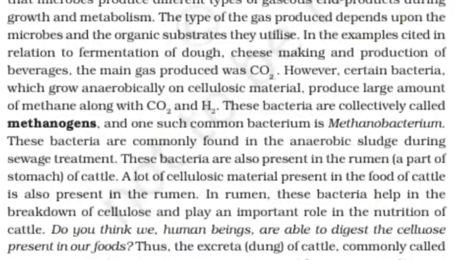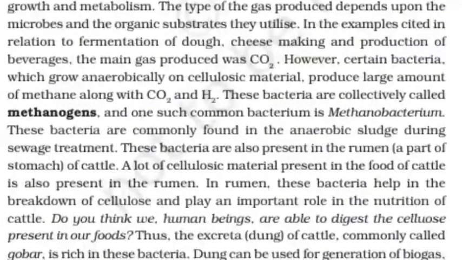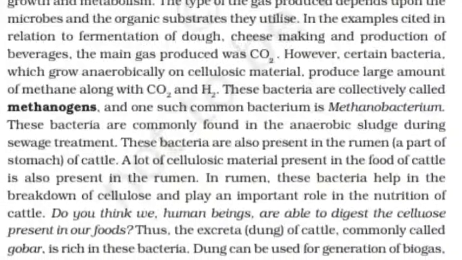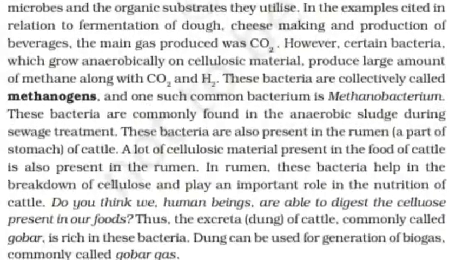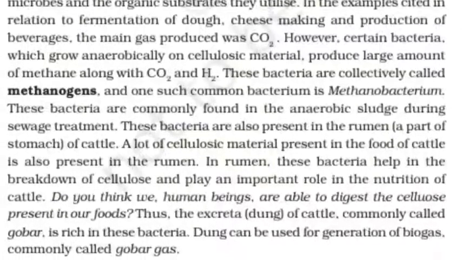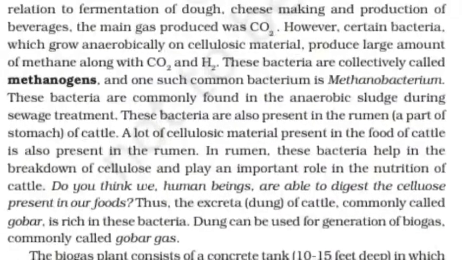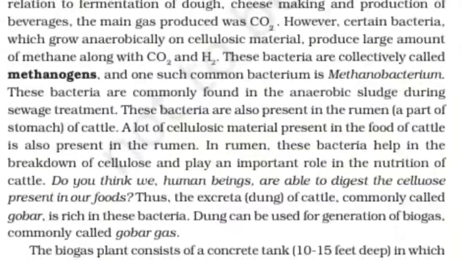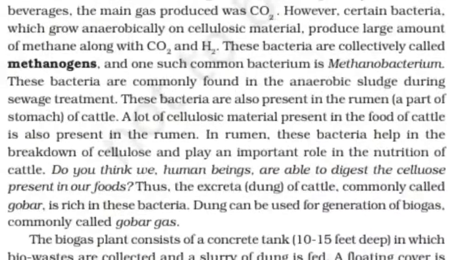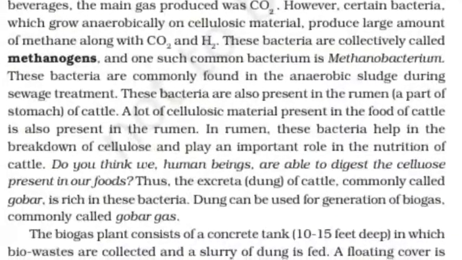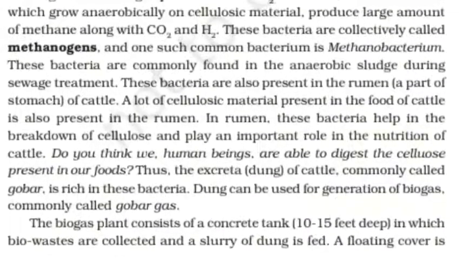These bacteria are also present in the rumen, a part of the stomach of cattle. A lot of cellulosic material present in the food of cattle is also present in the rumen. In the rumen, these bacteria help in the breakdown of cellulose and play an important role in the nutrition of cattle. Do you think we human beings are able to digest the cellulose present in our foods? Thus, the excreta, or dung, of cattle, commonly called gobar, is rich in these bacteria. Dung can be used for generation of biogas, commonly called gobar gas.